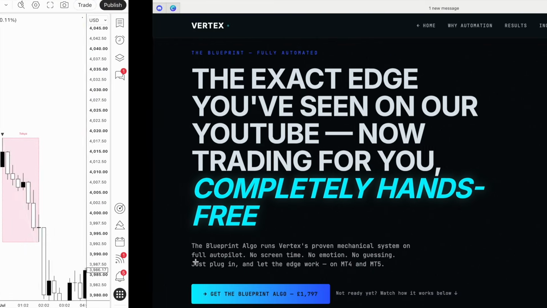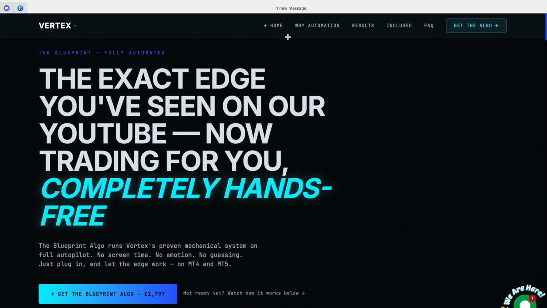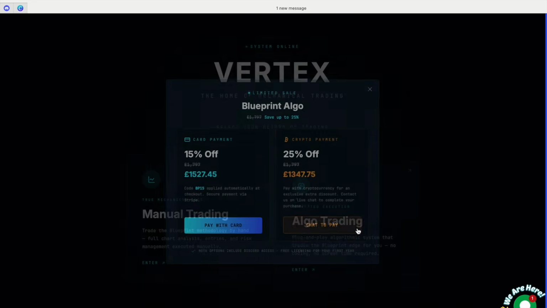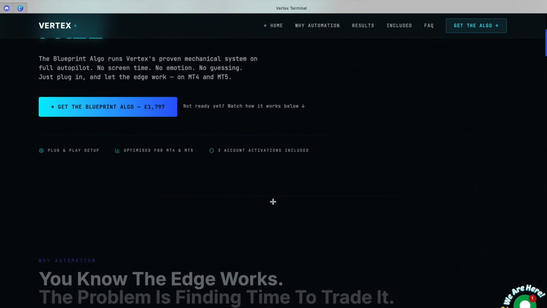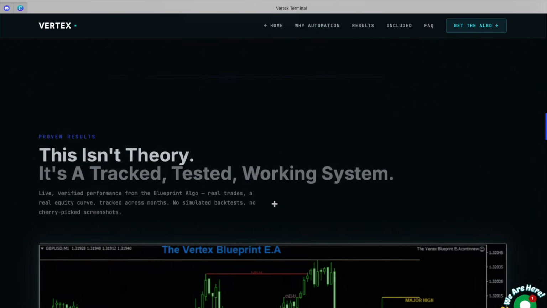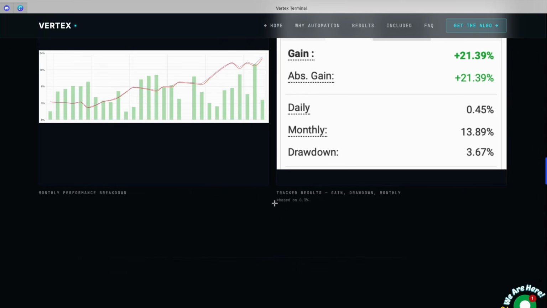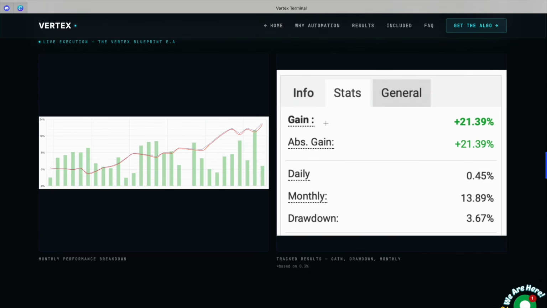And to keep up to date with the results, when you get to the algo page, sorry, let me just go back. There we go. If you scroll down, you'll see the results, and I am constantly updating this. Also, I want to clarify that the results that you see here are based on 0.3% risk, which is ridiculous, right? If you think about it, 21% based on 0.3%, with the drawdown only being 3.67%, which is crazy.